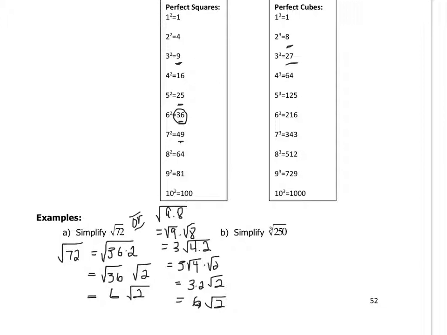Okay, so for B though, we'd be trying to extract the largest perfect cube factor. So if you look at your list of numbers that are less than 250, the biggest perfect cube that is a factor of 250 would be 125. So you would break that down as the cube root of 125 times 2. Which then you can separate as the cube root of 125 times the cube root of 2, which is 5 cube root 2.